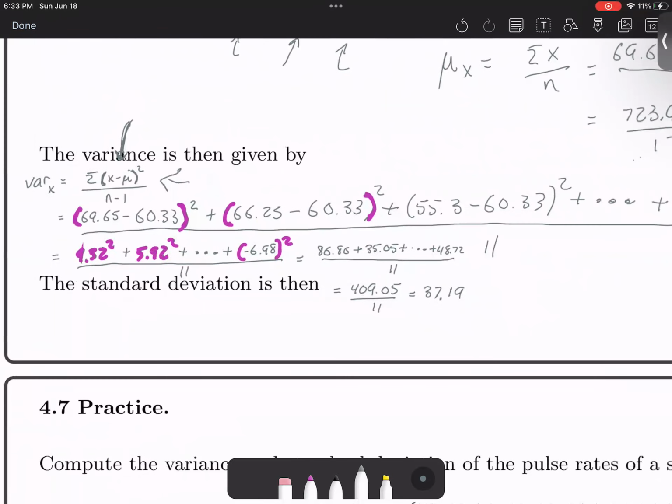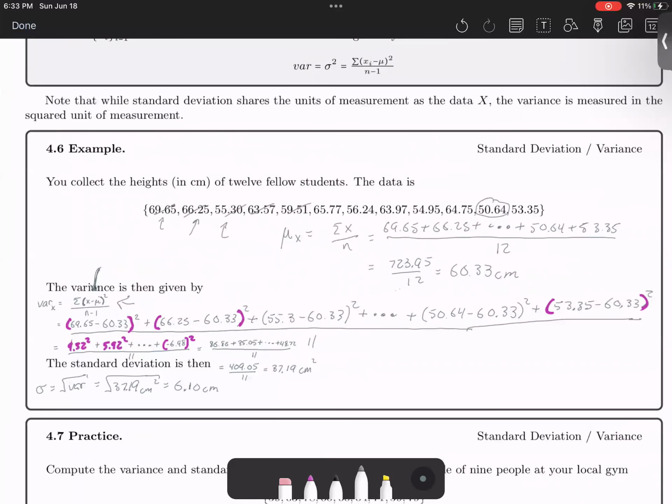So notice this was given to us as the sum of the squared differences divided by a natural number. So this is in centimeters squared. Now, if I want to turn that variance into a standard deviation, the standard deviation is the square root of the variance. So I just need to square root 37.19 centimeters squared. That's going to give me 6.10. Now just centimeters. So the standard deviation of the heights of the 12 students in our statistics class is 6.1 centimeters.